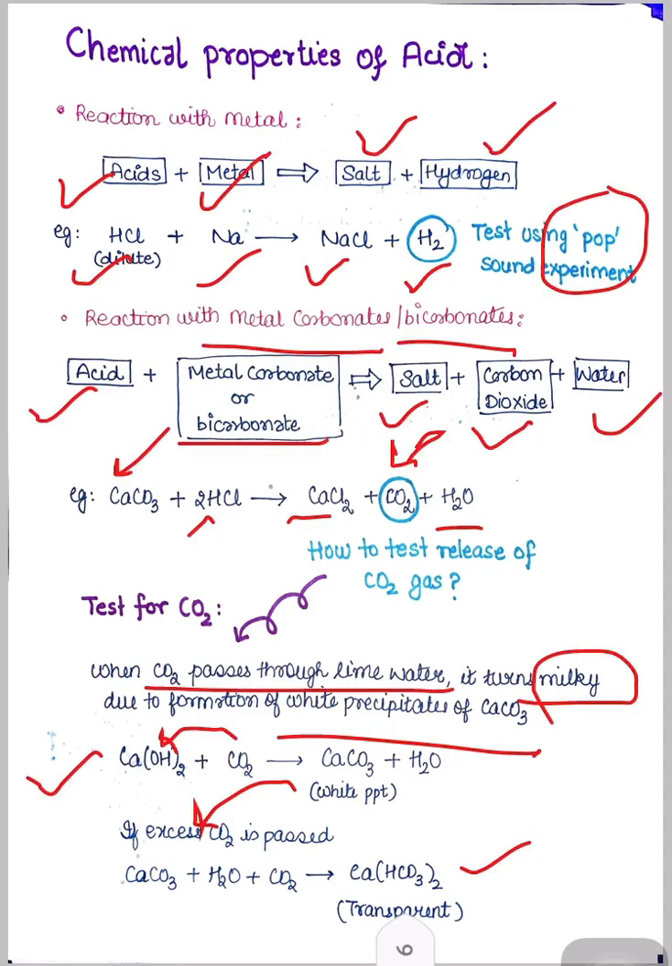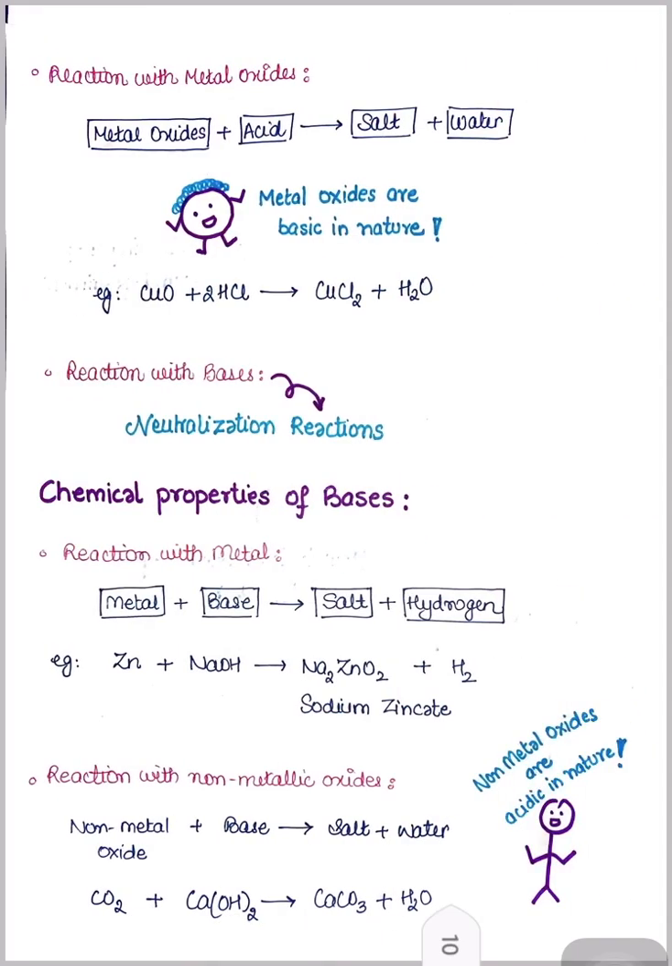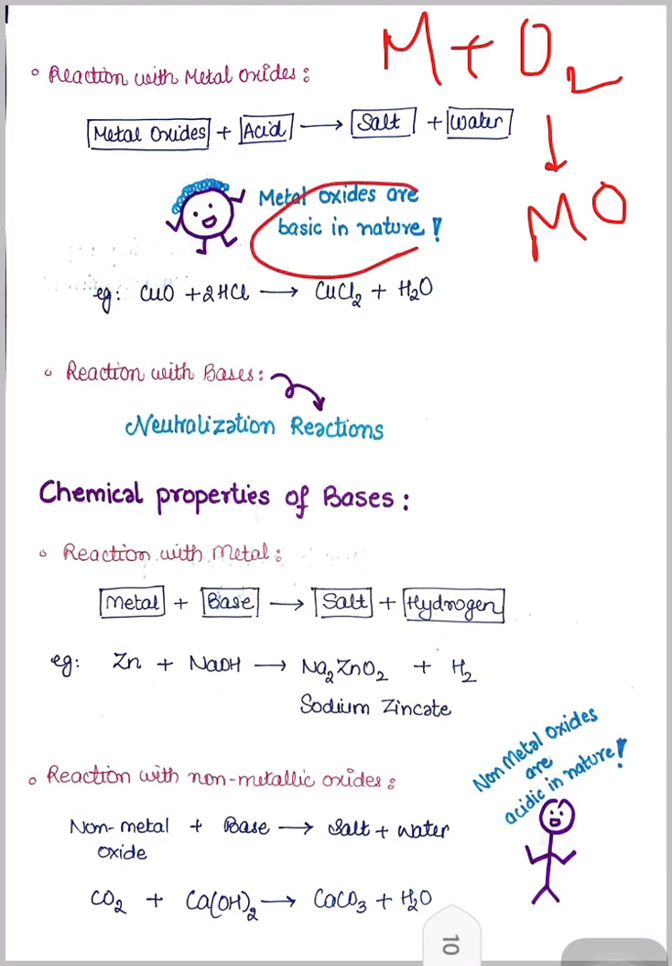Next we have reaction with metal oxides. So what are metal oxides? Whenever any metal reacts with oxygen, it gives rise to a metal oxide. Metal oxides, as we know, are always basic in nature. So the base will react with acid and it will always give you salt plus water. Taking a simple example, copper oxide: when copper oxide reacts with acid, it gives you salt plus water.